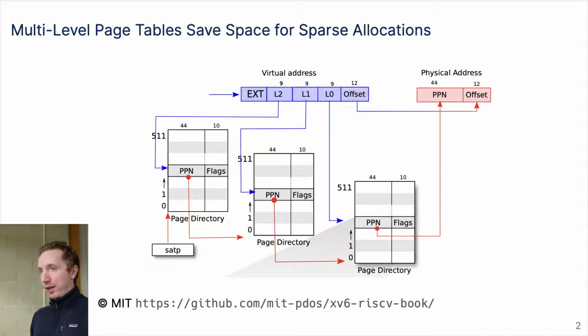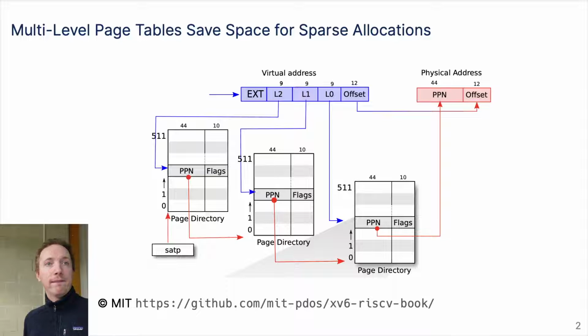So today though, we're talking about page tables and multi-level page tables and how they can save some space for sparse allocations. Because as we were talking about, even with a 39-bit virtual address, if we have a single level page table, each process could have a gigabyte page table, which is not great, not going to work.